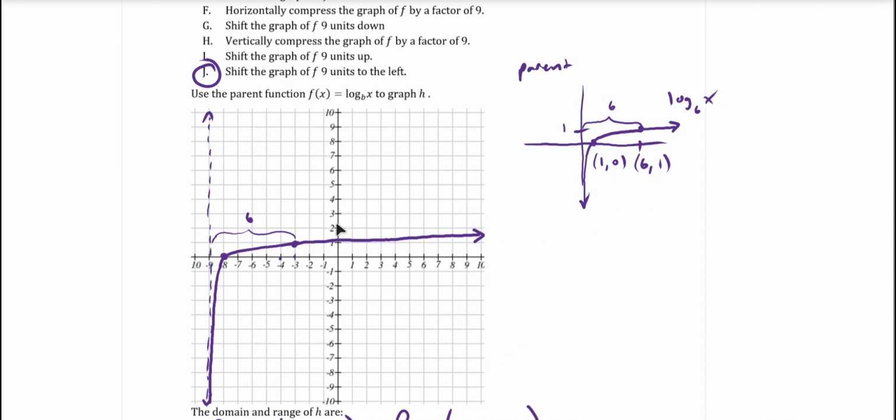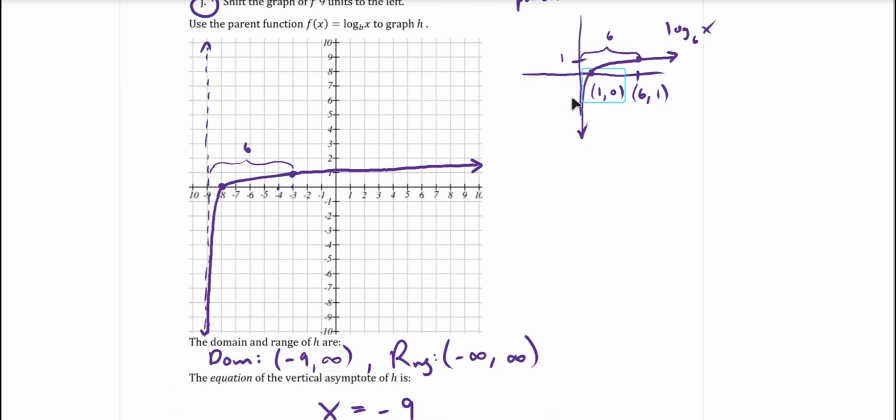Now, let's take a look at what happened to our vertical asymptote at the y-axis. That's going to go over by 9 to the left, and so we'll have a vertical asymptote here. The point (1, 0) would have been shifted 9 units this way, down to negative 8. And the point (6, 1) would have been shifted 9 units over. That brings us to (-3, 1). So that's usually enough that we could plot a function from that.